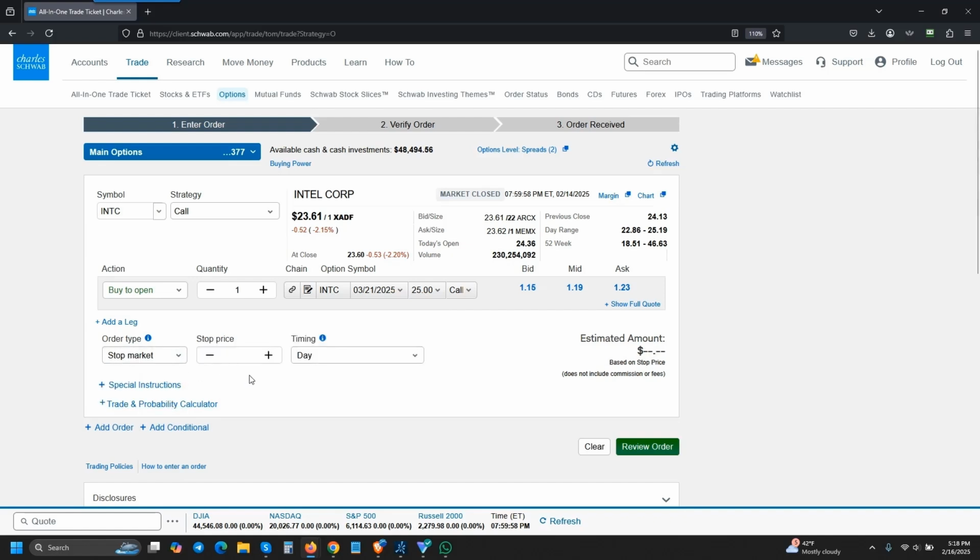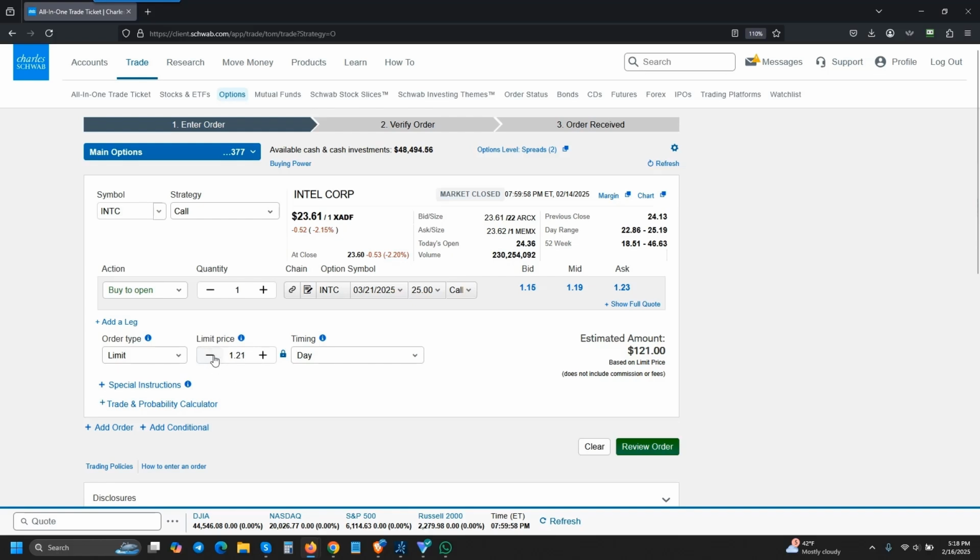The stop market order is not going to apply because you're not looking to sell. And the same thing with the stop limit. Those would only apply when you're actually looking to sell, but not when you're looking to buy to open. That means limit order, good choice when you're buying this option on Charles Schwab.